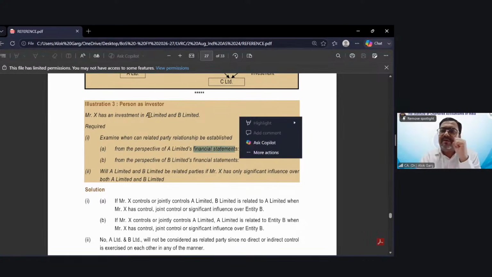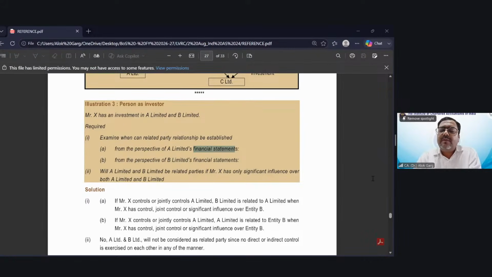So Mr. X has an investment. Manish, you purchase 100 shares of Reliance. Will you become a related party of Reliance? 100 shares could not be even 0.001%. So Manish, will you become a related party to the Reliance? No. So when will you become a related party to Reliance Industries Limited? When you control, when you joint control, when you have a significant influence, when you become a KMP, right? Then only you can be a related party, right?